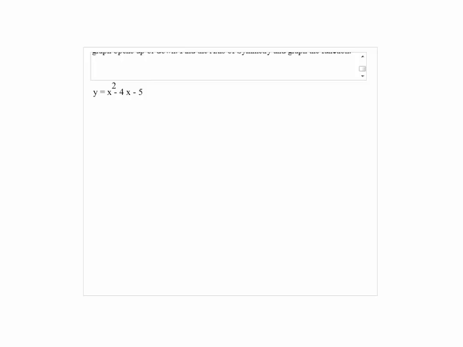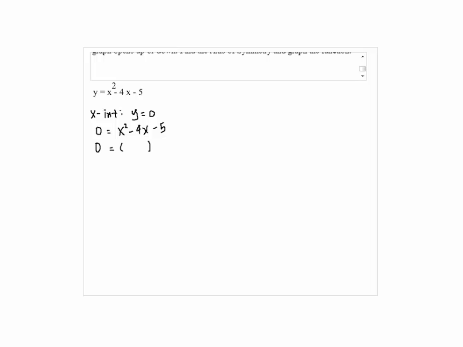Find the x-intercept, the y-intercept, and the vertex. Determine whether the graph opens up or down. Find the axis of symmetry and graph the function. First, let's find the x-intercept. The x-intercept is found by setting y equals 0. So 0 equals x squared minus 4x minus 5.